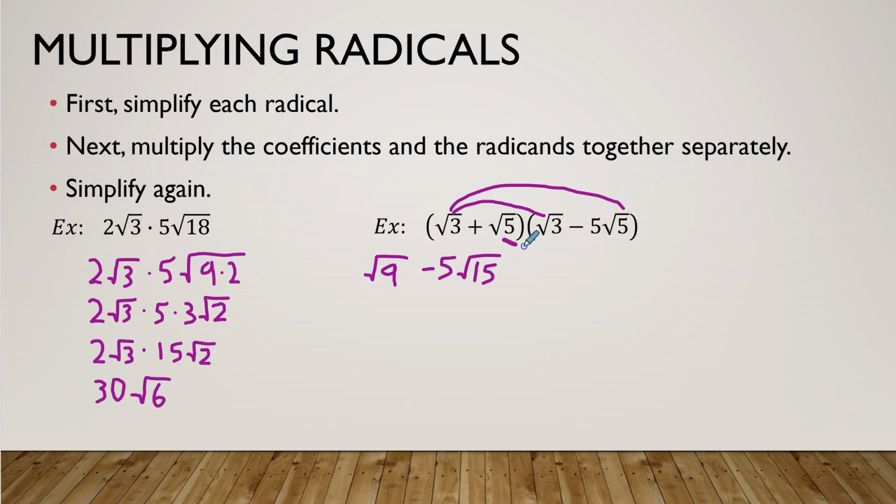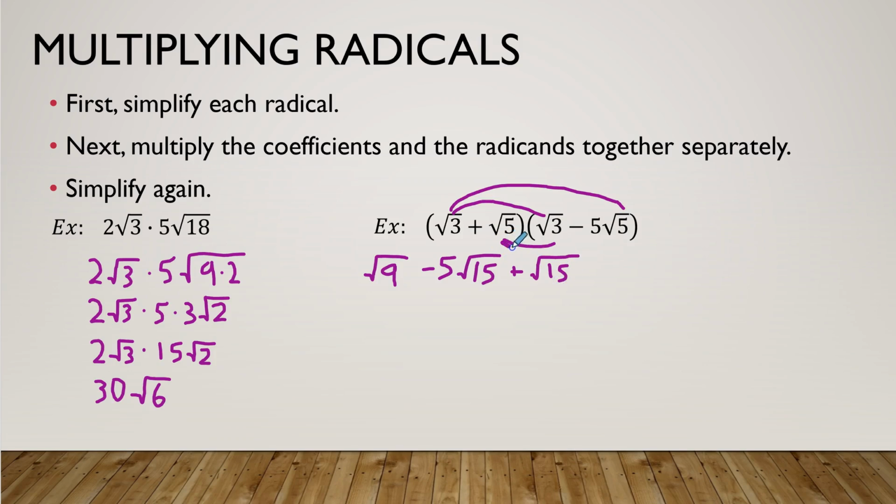Now I need to do the same thing with the square root of 5. So I'm going to do square root of 5 times square root of 3. Both of these have coefficients of 1, so there's nothing out front. But inside of the radical, I have 5 times 3, which is 15.